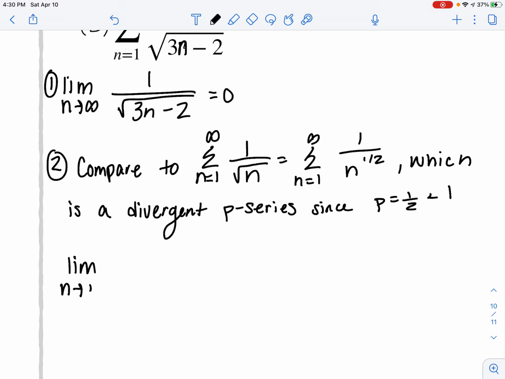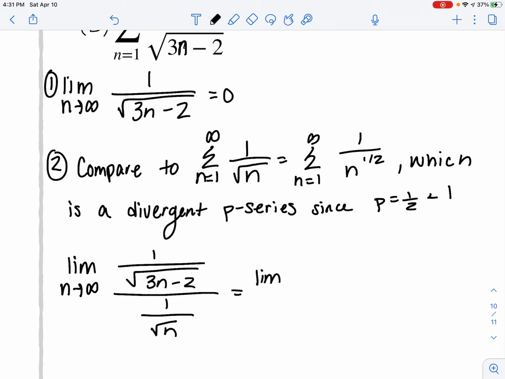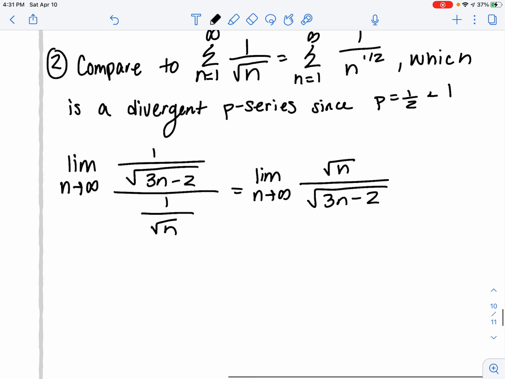So let's take the limit as n goes to infinity, and let's do the one we're trying to prove on top. So 1 over the square root of 3n minus 2, all over 1 over the square root of n. Keep, change, flip, if you like that little wordy notation. Hope you remember, multiply by the reciprocal. So it's going to end up being the square root of n over the square root of 3n minus 2.